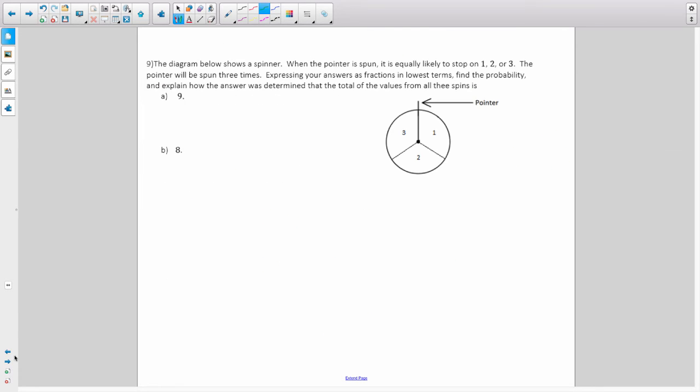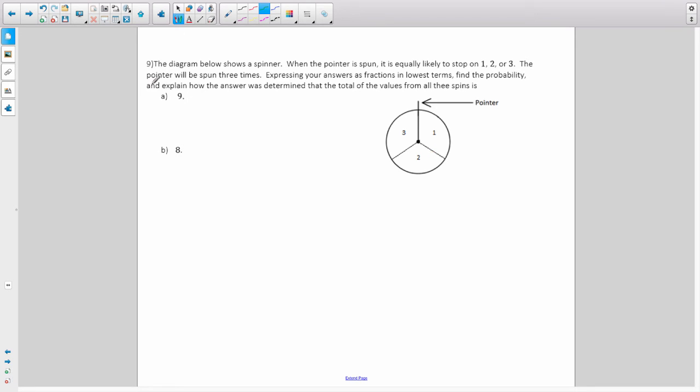Sweet. Number 9. The spinner. Okay, so you can land on 1, 2, or 3. You're not going to land on the line, wise guys. I know what you're thinking. You're going to land on 1, 2, or 3. And you have an equal chance on landing on either of them, which is to say that the area of the 3, the area of the 2, and the area of the 1 are equal in size.